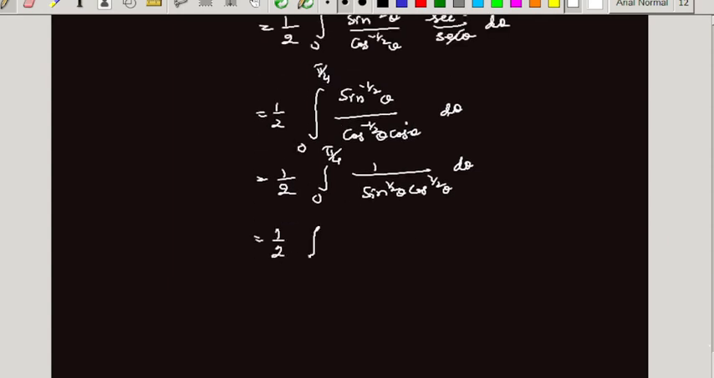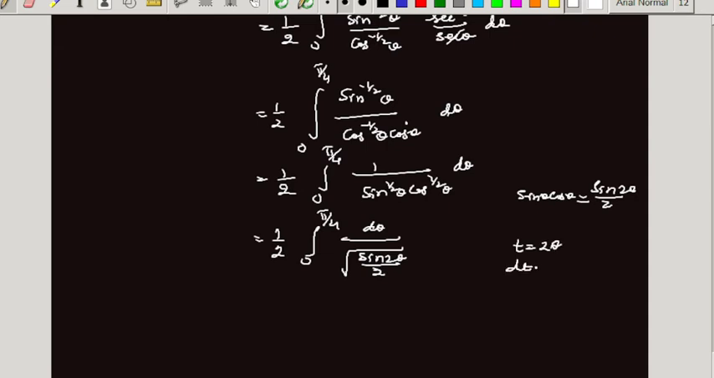One by 2 integration 0 to pi by 4 d theta by sin theta into cos theta. Sin theta into cos theta is sin 2 theta dividing by 2. Here power 1 by 2 is there, so we can write it as sin 2 theta dividing by 2 square root. So here we must consider t equal to 2 theta. dt is 2 times d theta. Why? Because here sin 2 theta is there, and here if we substitute, theta is 0, t is 0, theta is pi by 4, t is pi by 2.